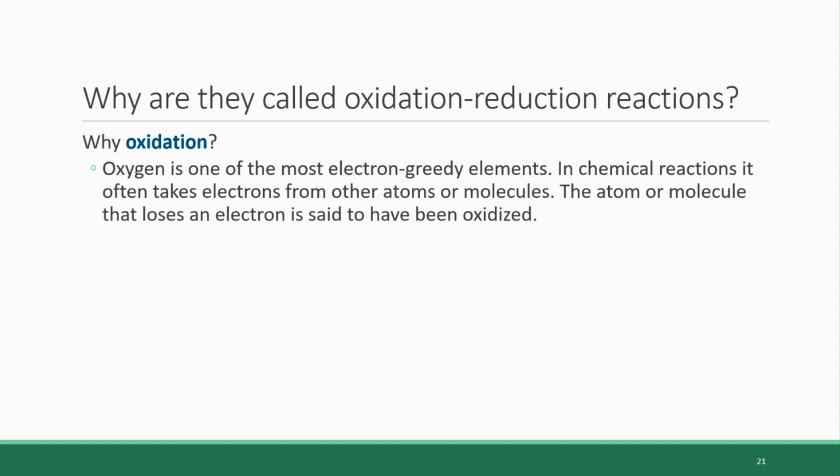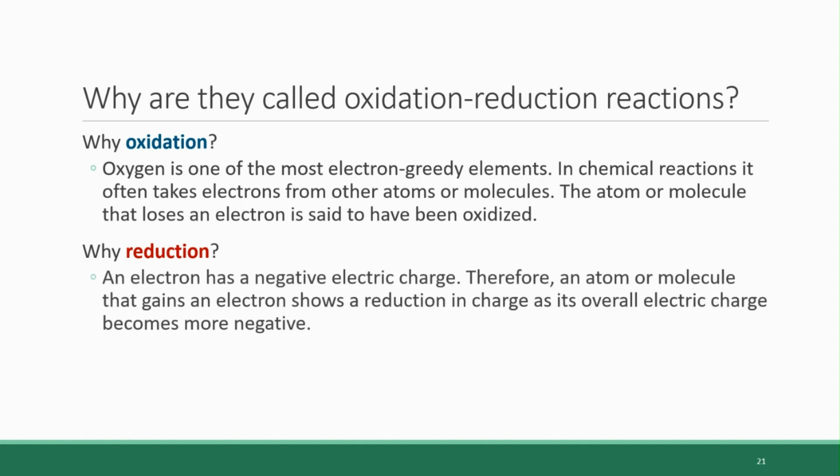What about reduction? Reduction gets its name from the fact that electrons have negative electric charges. So when an atom or molecule gains an electron, it actually experiences a reduction in its electric charge because that charge becomes more negative. So that's oxidation and that's reduction. And the two are always coupled with each other because a molecule can't lose an electron without another molecule taking it. If you have an oxidation take place, you inevitably have a reduction taking place too.